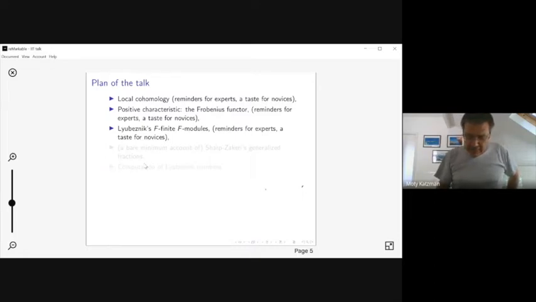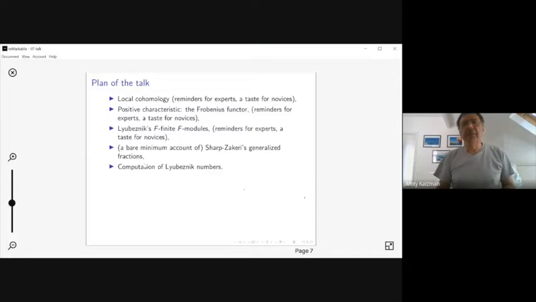And then I'm going to show you some things that I doubt many people know about, except for one person, Hossein Zakeri, whom I'm very happy to see in the audience. He's probably going to correct all my mistakes about these Sharp-Zakeri generalized fractions. And then I'm going to link all these four tools together. I'm going to show you that you can take something very complicated like Lyubeznik numbers, and you can give an algorithmic description of them. So you can come up with a Macaulay2 program that you press a button and you get Lyubeznik numbers in characteristic p. So that assumption is crucial here.